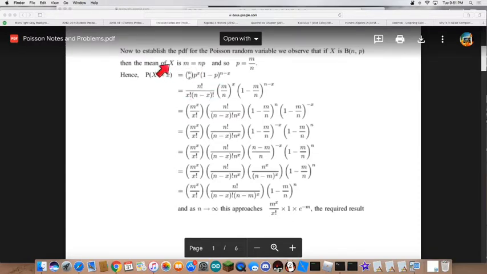So the reason this happened is because m, as we know from a binomial probability distribution function, the mean, is equal to n, the number of trials, times p, the probability of success. So if you solve for p, you get p equals m divided by n. So instead of p to the x, we have m over n to the x. Similarly, 1 minus p to the n minus x.